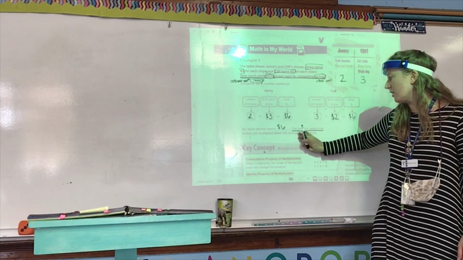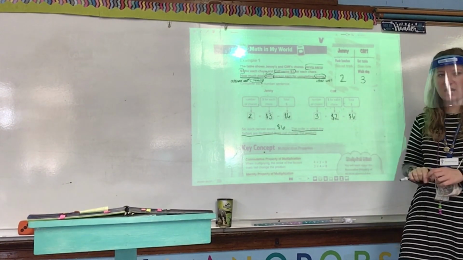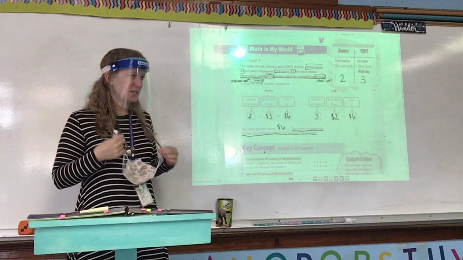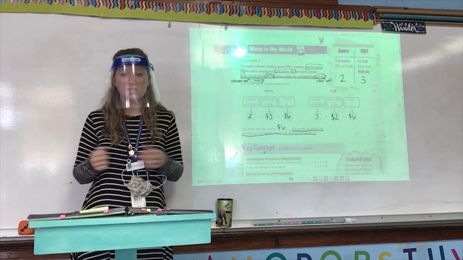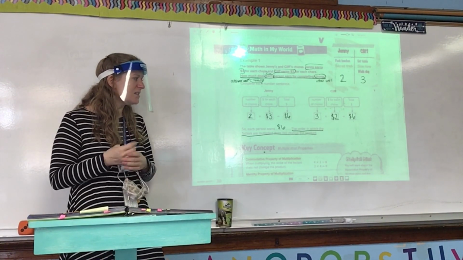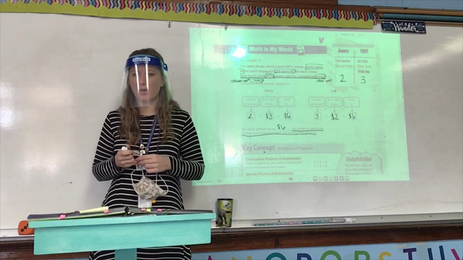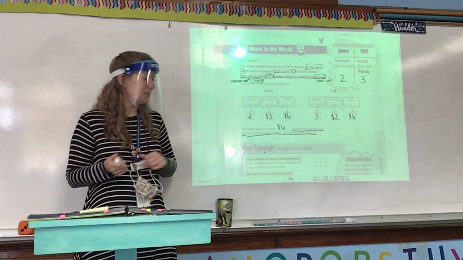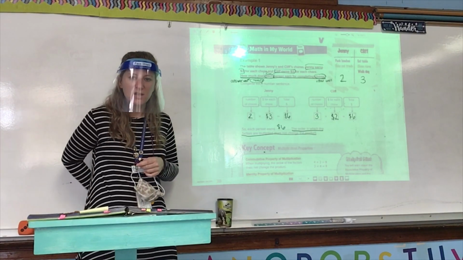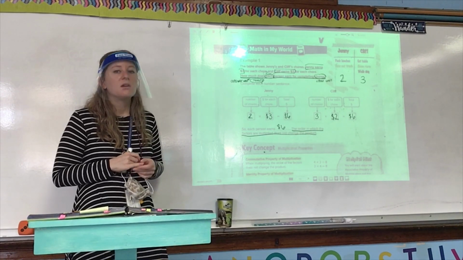sentence. The order in which the factors are multiplied does not change the product. We know why. Because it's the same reason that it doesn't matter in addition, and we looked at those anchor charts earlier. So what tells us that the order in which the factors are multiplied does not change the product? Carla. Commutative property of multiplication. Good.